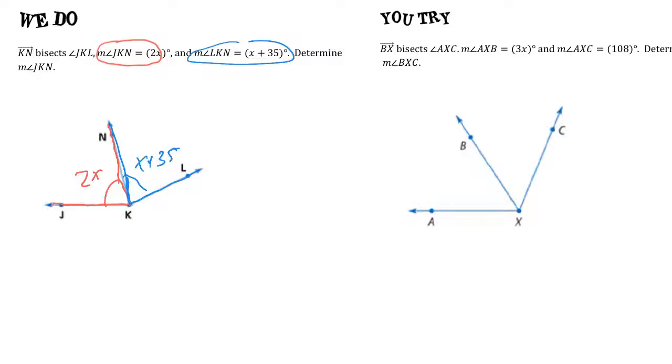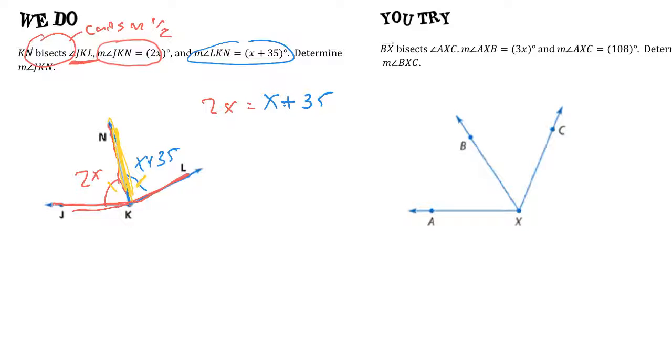I'm going to label those two things and then make sure I read the question. It says KN bisects, or cuts in half, angle JKL. So that's what I would annotate. JKL is the whole angle, and it's being bisected or cut in half. That tells me this angle is equal to this angle. So if there's x's in there, that's all right. I know 2x is equal to the other angle, x plus 35.